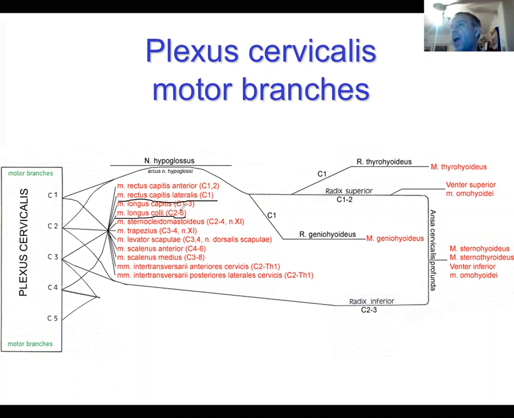Don't forget that when we get below the level of C4, then usually the muscles are supplied not by branches from the cervical plexus, but by branches from the brachial plexus.